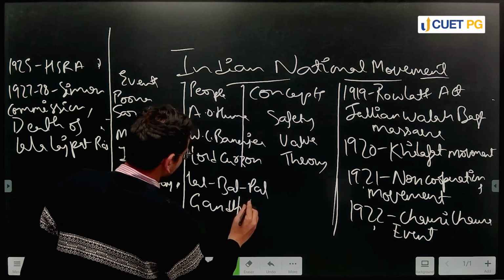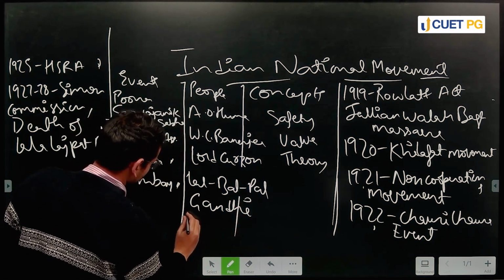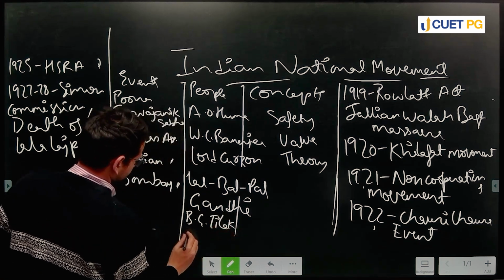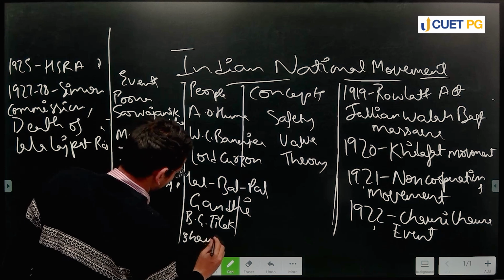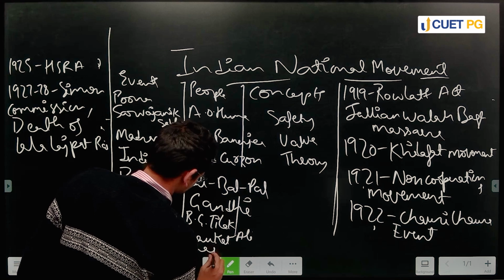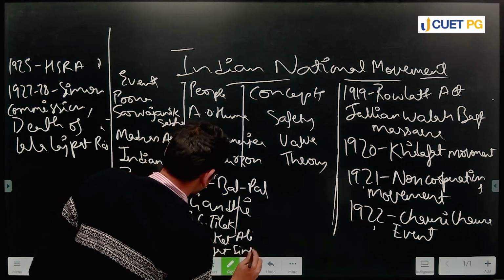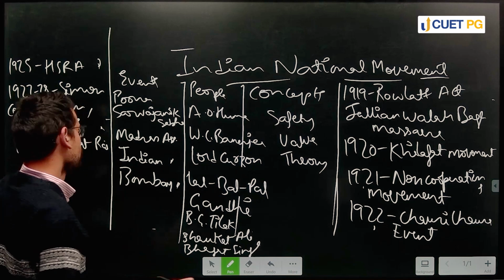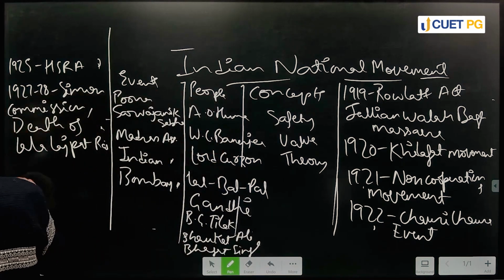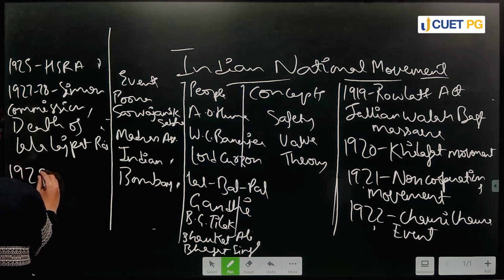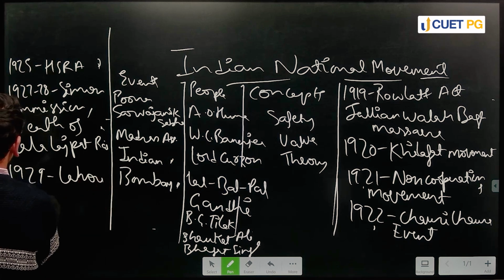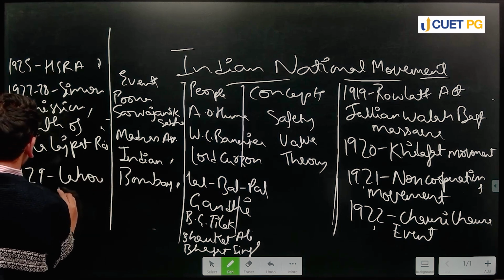Here we find significant people like Gandhi, then B.G. Tilak, Shaukat Ali, and later Bhagat Singh. Lala Lajpat Rai's death leads to the murder of Inspector Saunders, 1929 assembly bombing, and that was also the year of the Lahore session, demand of Purna Swaraj.